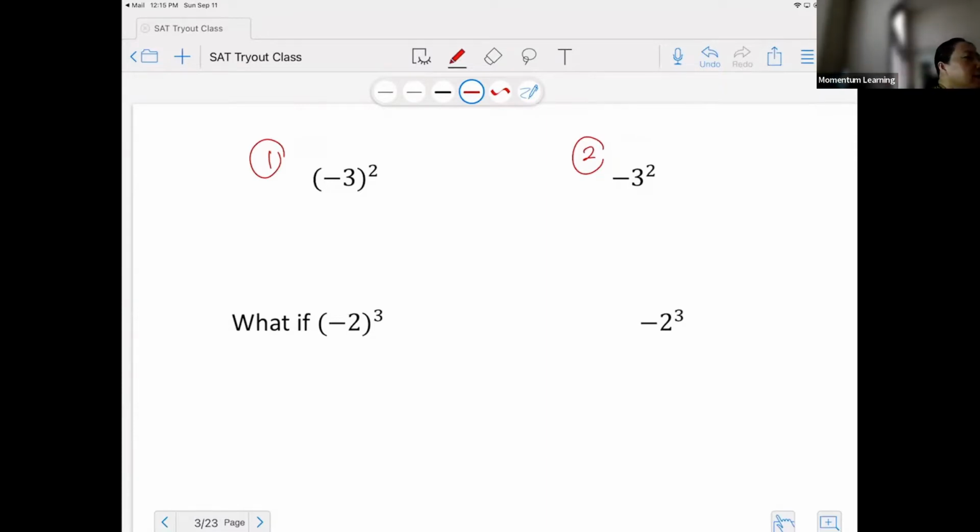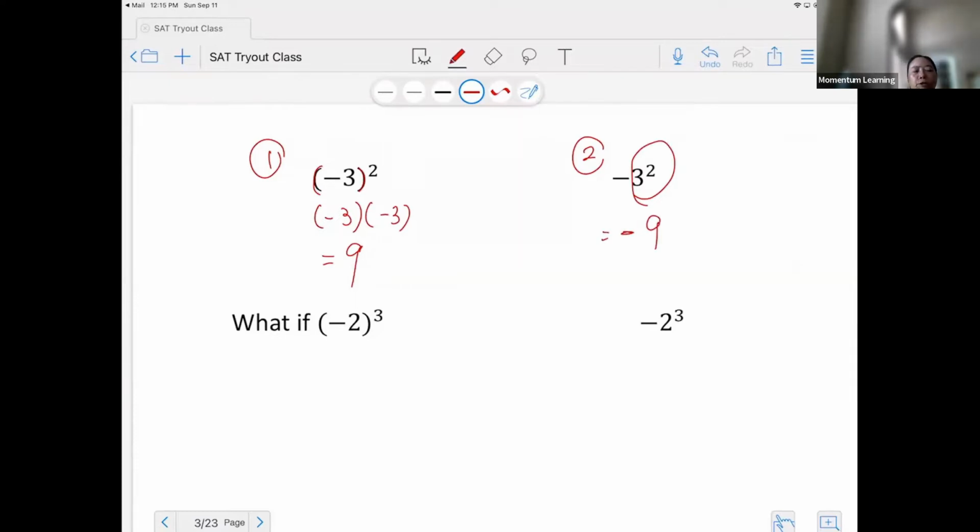When you have parentheses, this one is -3 times -3, squared, so it's +9. When you don't have the parentheses, you need to do the power first. So this one first: 3 squared is 9, and then you have this negative sign outside. So that's number 2. That's very different.